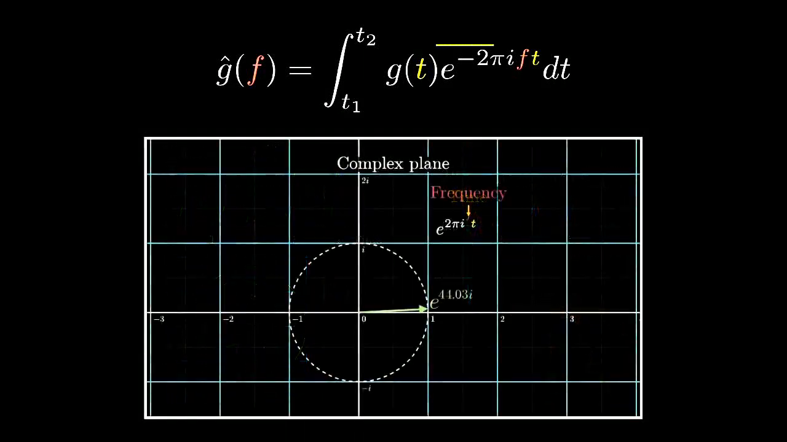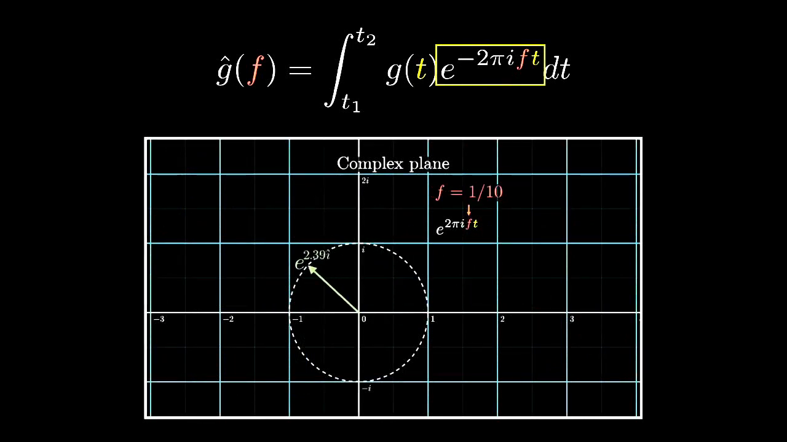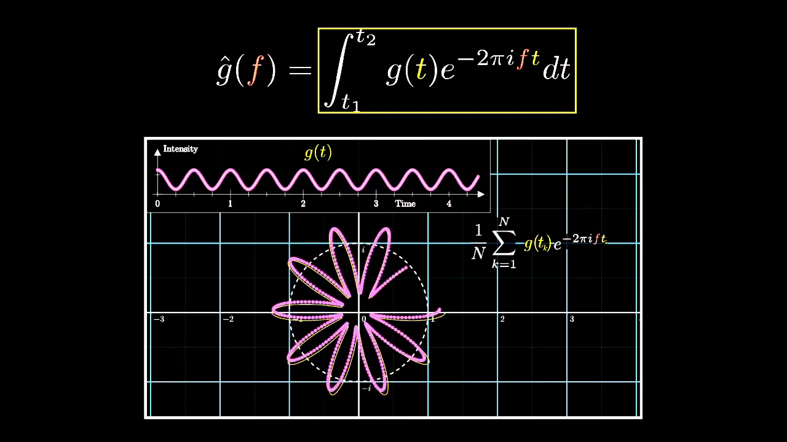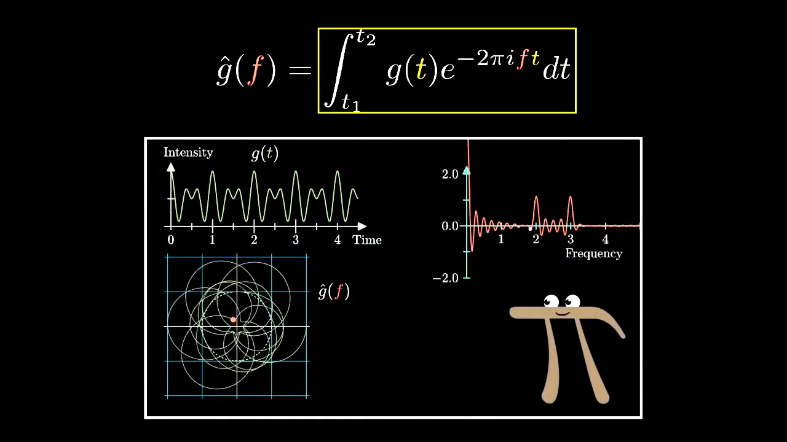But if you understand how exponentials correspond to rotation, how multiplying that by the function g of t means drawing a wound-up version of the graph, and how an integral of a complex valued function can be interpreted in terms of a center of mass idea, you can see how this whole thing carries with it a very rich intuitive meaning.